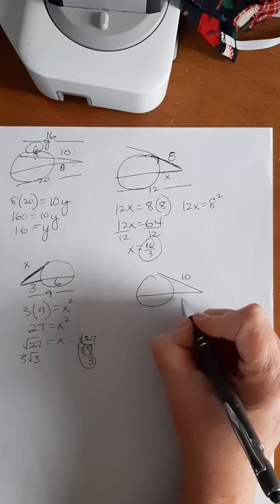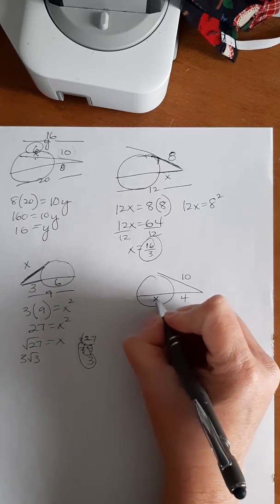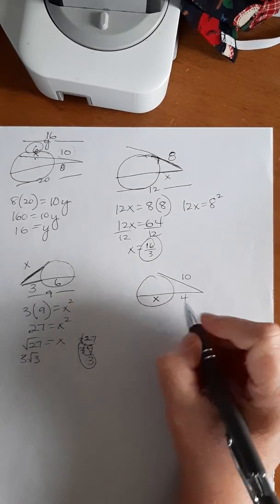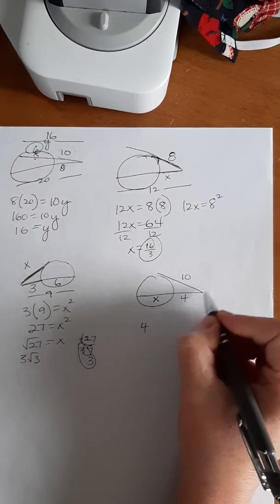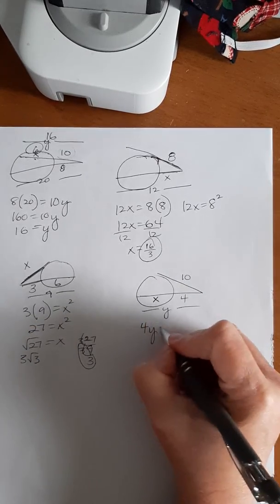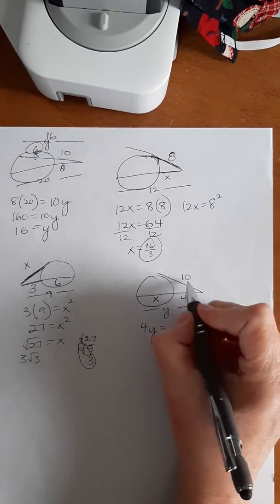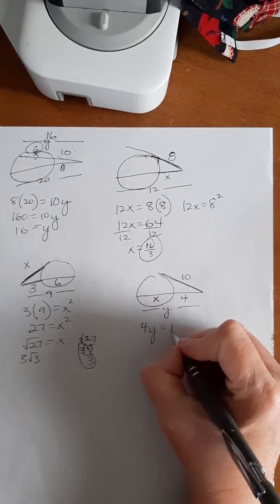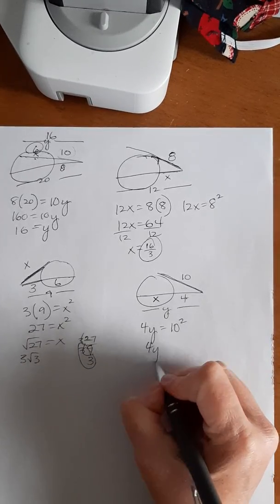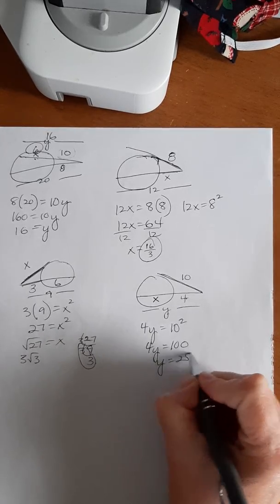But let's do one more. Let's say 10, 4, and let's say they want to do this again. Well, outside, but let's say for the whole we don't want to do x plus 4. Let's just give arbitrary letter y. So outside times the whole, outside times the whole, 10 times 10, or 10 squared, 100. So y is 25.